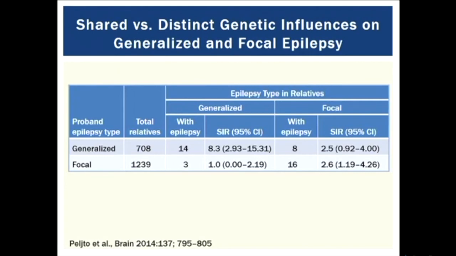And in this study, we also looked at the question about shared versus distinct genetic susceptibility. So here, when the proband had generalized epilepsy, there was quite a large increase in risk for generalized epilepsy, and a smaller increase in risk that was not quite significant for focal epilepsy in the relatives. And when the proband had focal epilepsy, there was actually no increase in risk for generalized epilepsy, but a 2 to 3-fold increase in risk for focal epilepsy. So, these data are informative for the shared versus distinct question.